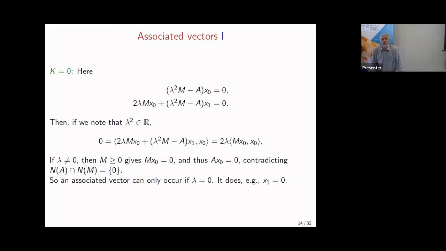But if you look at the second displayed line, x0 is an eigenvector and lambda equals 0. Then 2 lambda mx0 is 0. If you put x1 equals 0, then also the x term is 0. So 0 would then always be an associated vector when we consider the eigenvalue lambda equals 0.